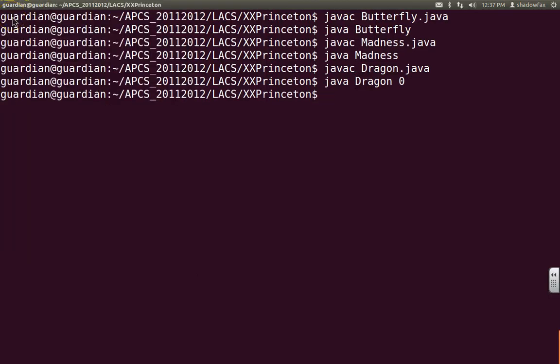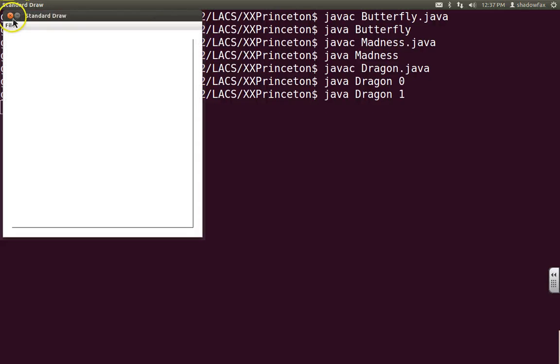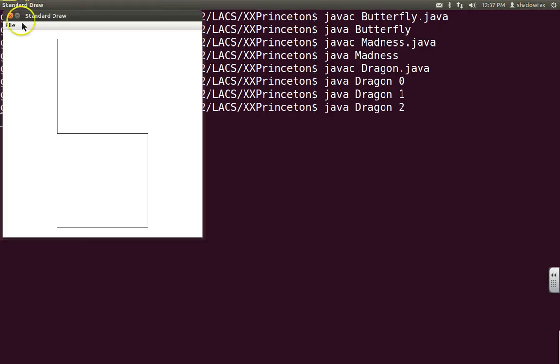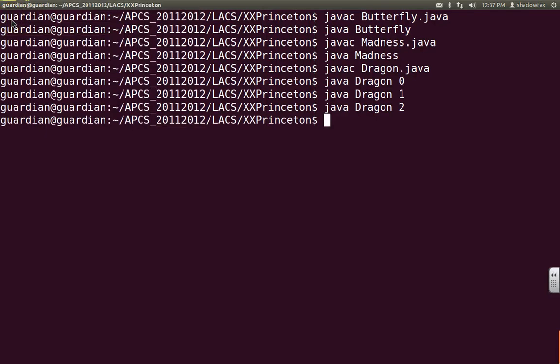But look at what happens if you do dragon level 1. You get 2 lines. And then dragon level 2. All right, so it goes forward, turn left, forward, turn left, forward, turn left, forward, turn left, forward, turn right, forward. That's what it's doing. Okay. Here's level 3.